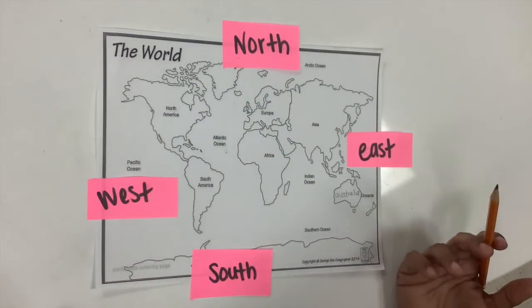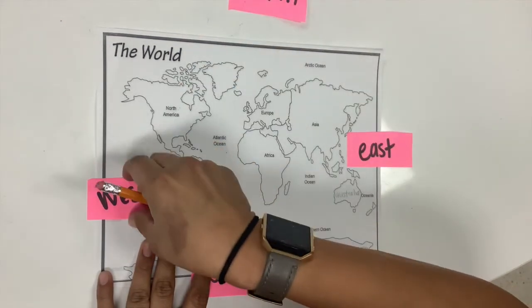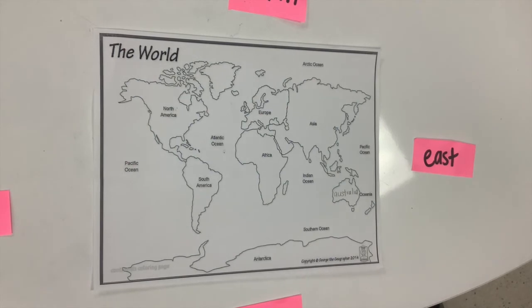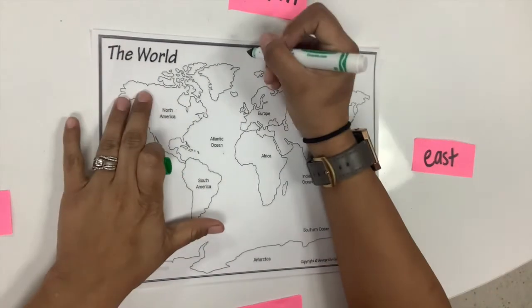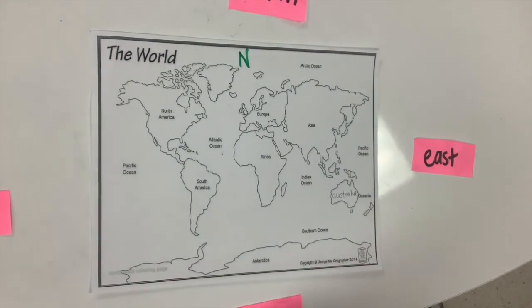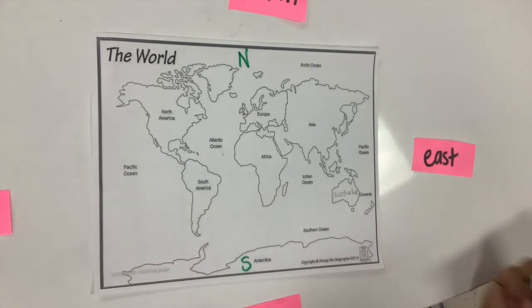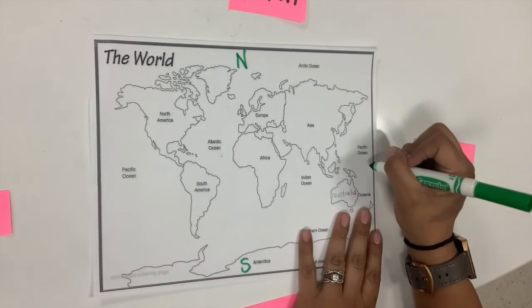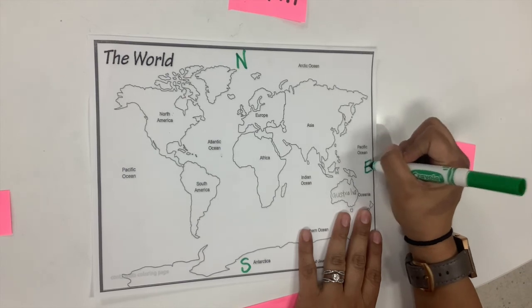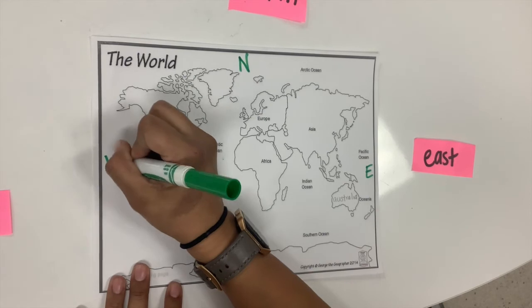Another thing I would like for you to do is take your pencil and we're going to write this on our map for north, south, east, west. So any color you want, at the top you're going to put an N because that means it's north. At the bottom, you're going to put an S. That means it's south. Off to the right of our paper, we're going to put an E. That means it's east. And then here, we're going to put a W.